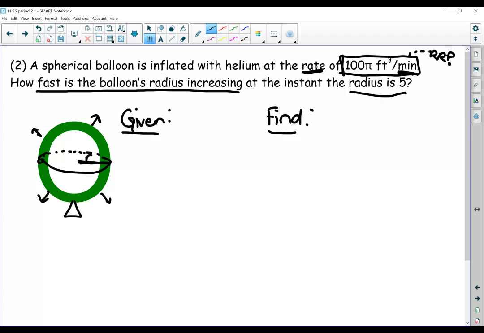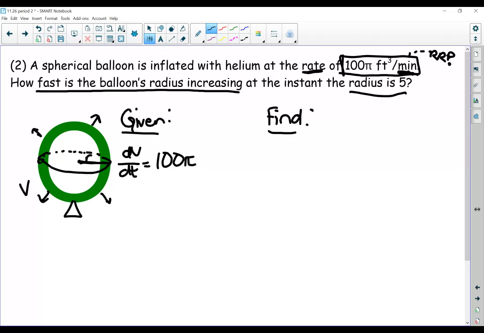That tells me this is the rate of the volume. Now, if I had to give that volume a name, I usually call volume V. Maybe I'll just write a little V out here. So the rate of volume with respect to time, because that's what it says, would be dV/dt. So my dV/dt here is 100 pi.